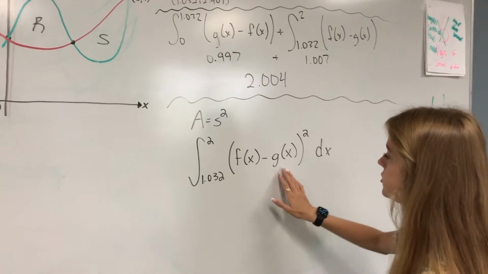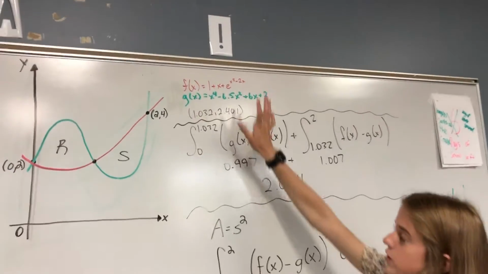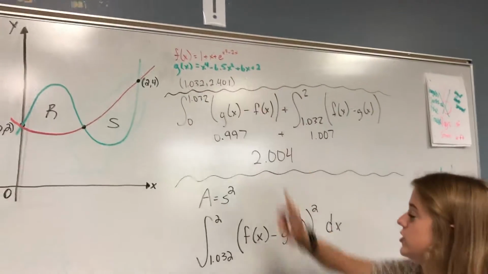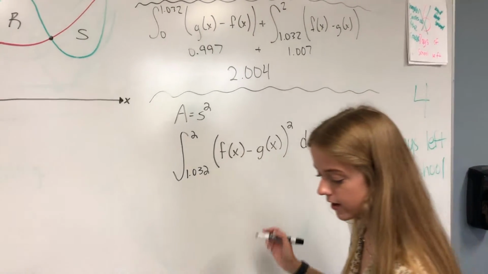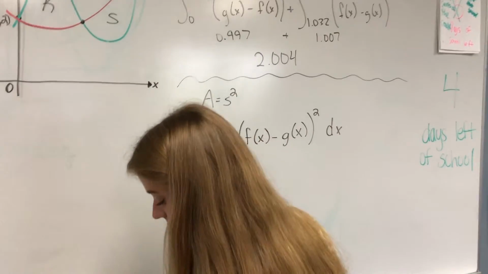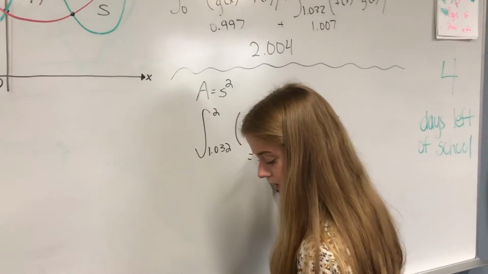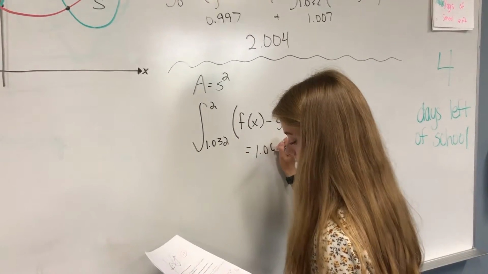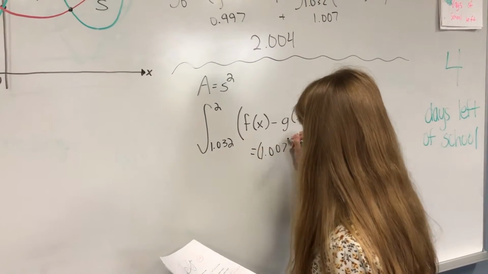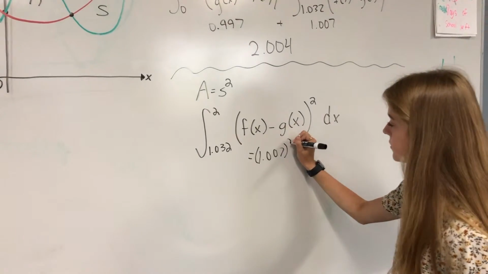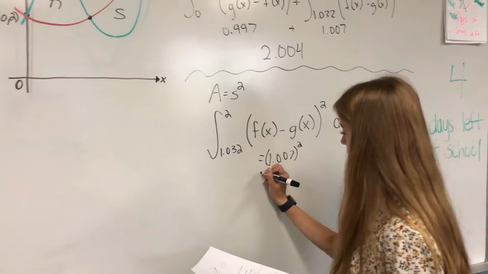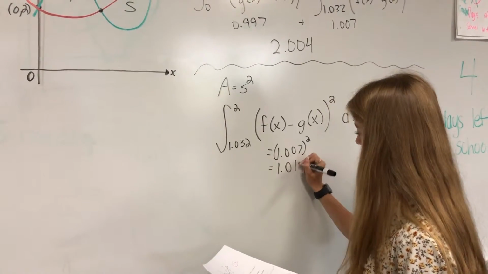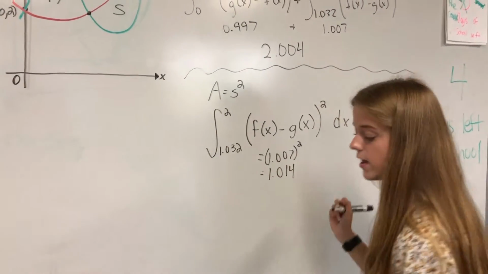Then for f of x and g of x, we're just going to plug in what we have originally in the equation, put that in for there, and then put g of x into there, and that will get us an answer of 1.007, and then we're going to put that in parentheses because we still have to square it. Once we square it, we get an answer of 1.014. And that's how you do that.